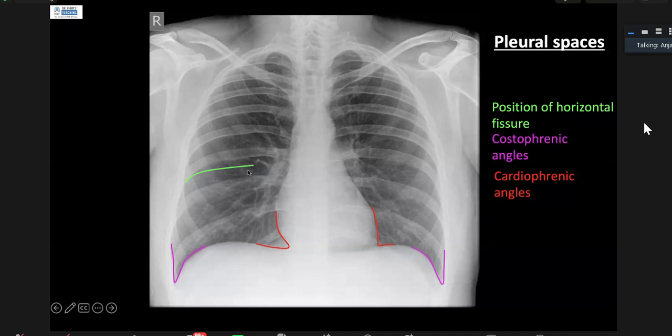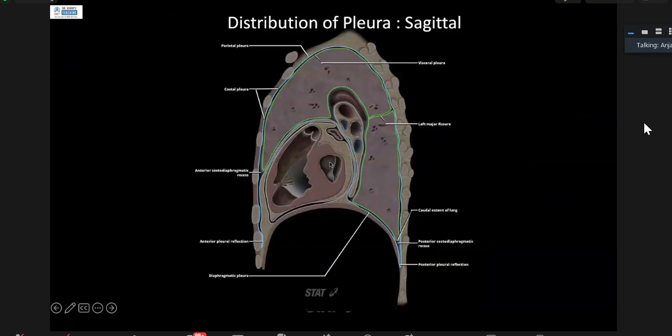So usually you don't see fissures on an X-ray. The oblique fissures are not seen on an X-ray. At times, on some X-rays, you may see part of the horizontal fissure. The approximate position on an X-ray is, approximately from the level of the hilum, it goes outwards and slightly down to intersect the sixth rib. So that is the approximate level of the right horizontal fissure on an X-ray, okay?